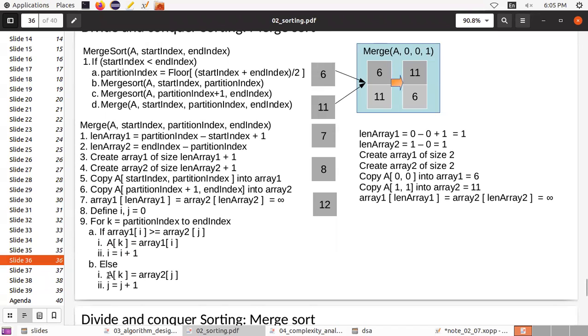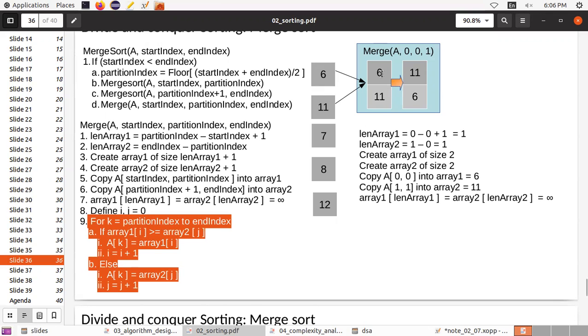In the same way, you put a of k equal to array 2 if this is not true, and increment j. So you're altering elements in the original array based on which elements in array 1 and array 2 are greater or smaller. By going through this for loop, these elements get adjusted so they will come in the correct order. So this will get turned into 11 and 6.